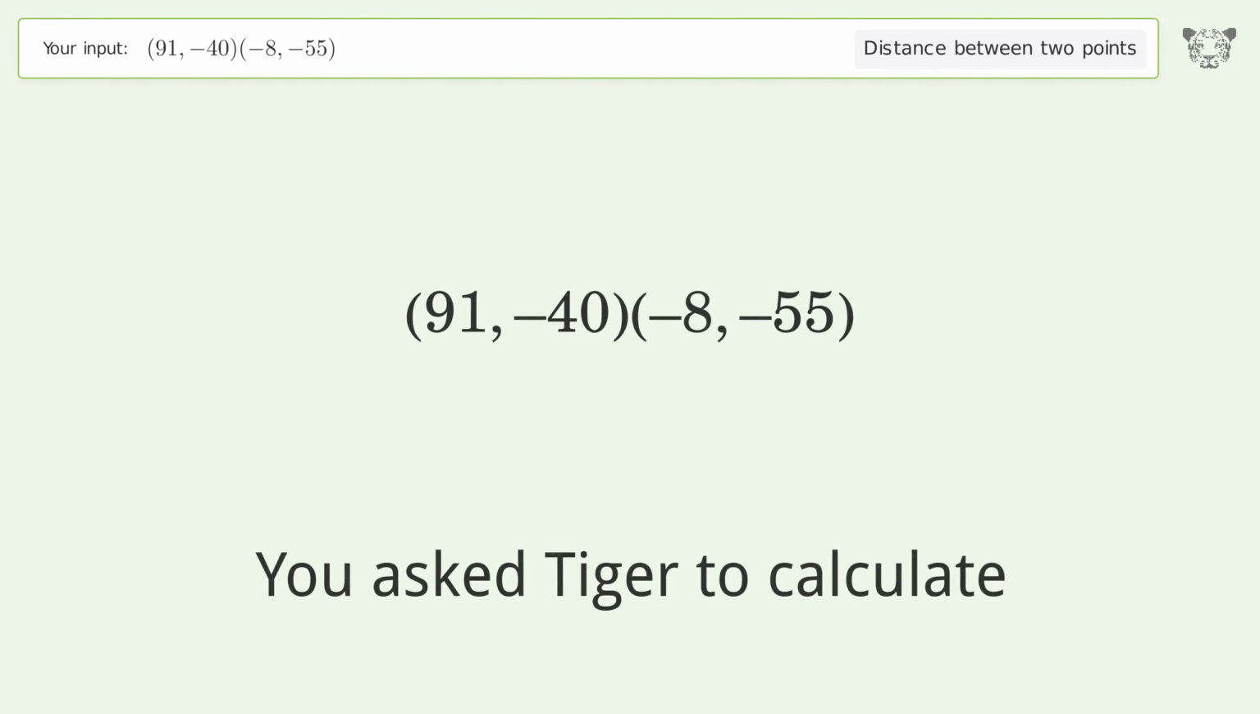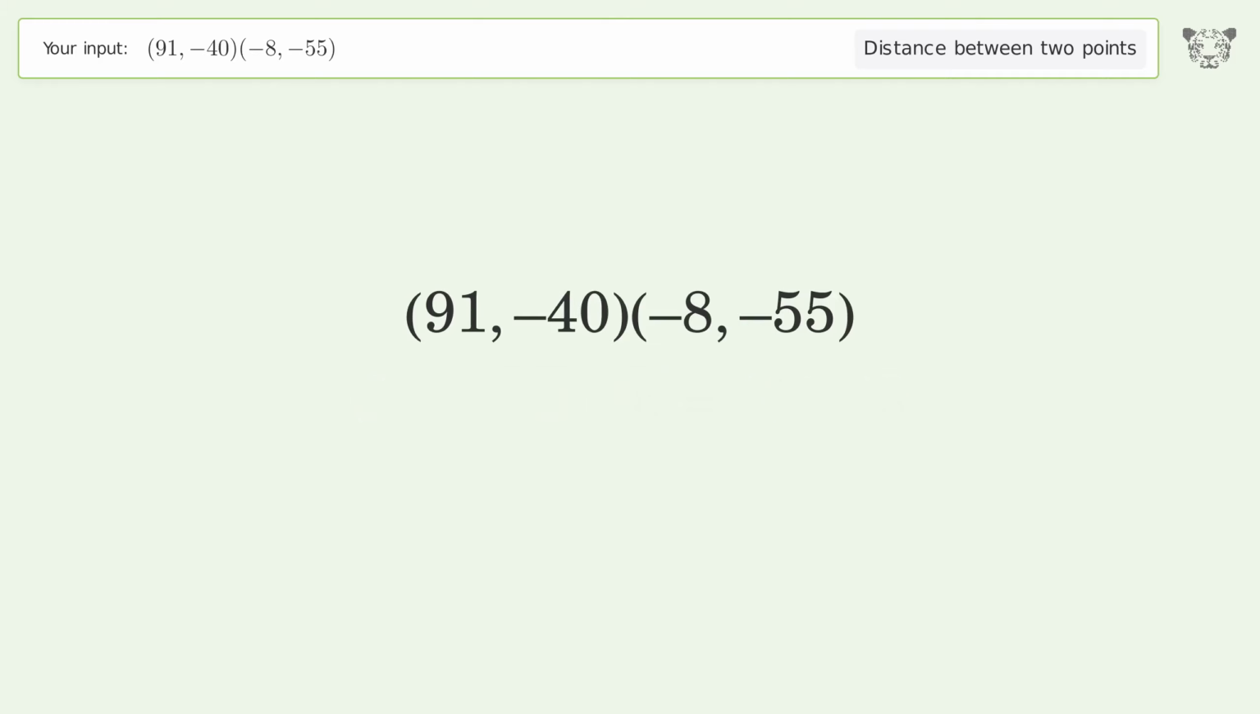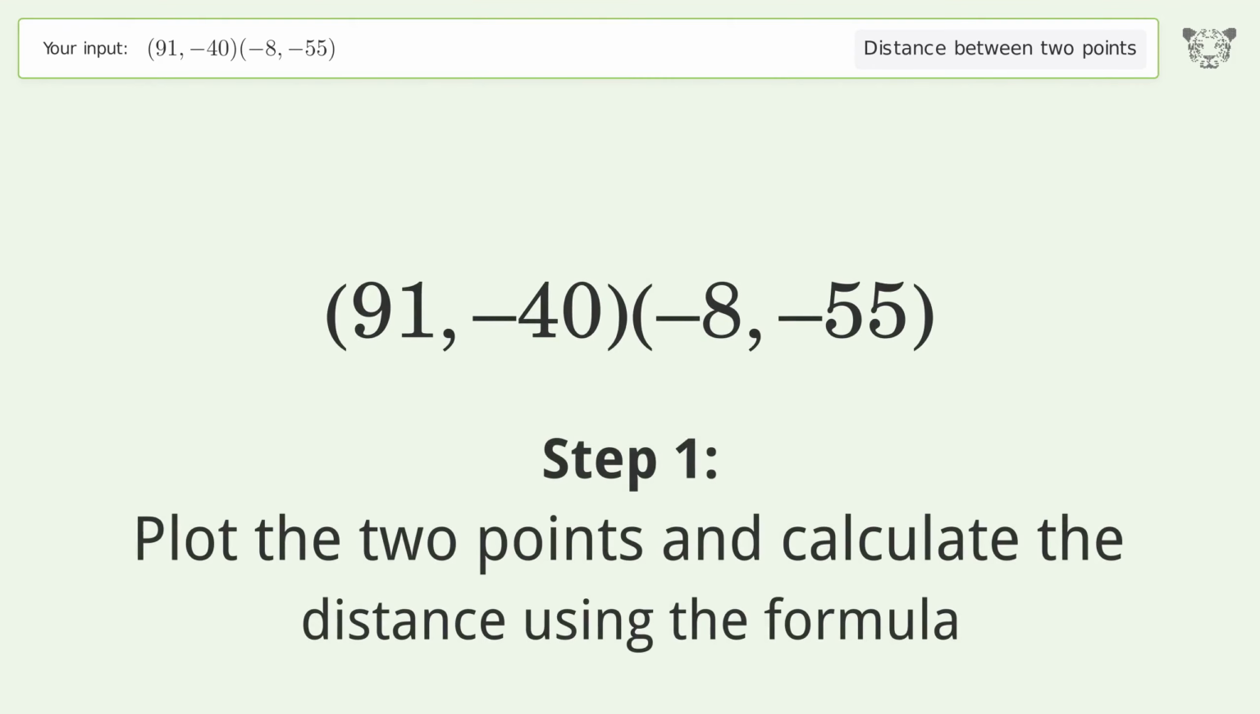You ask Tiger to calculate. This deals with the distance between 2 points. The distance between the 2 points is the square root of 10,026, or 100.13. Let's solve it step by step. Plot the 2 points and calculate the distance using the formula.